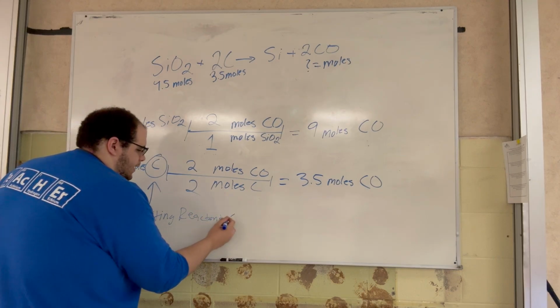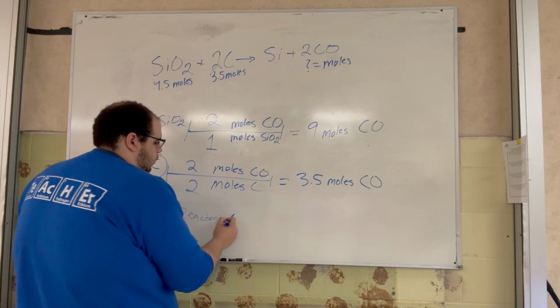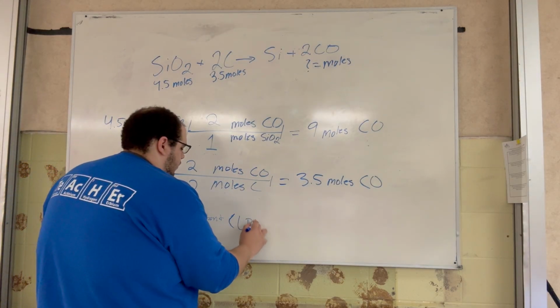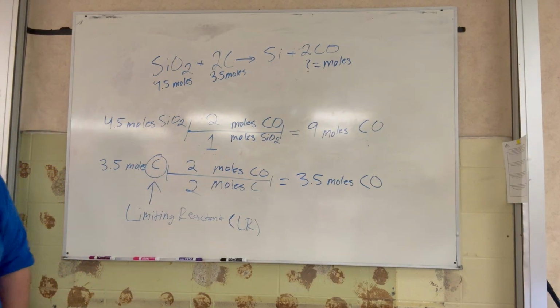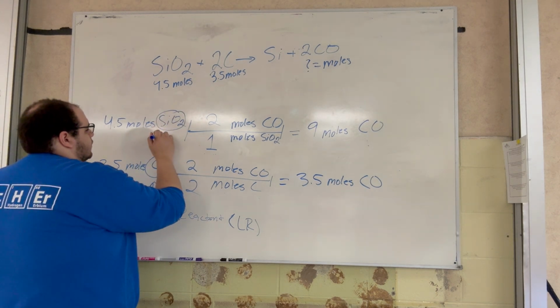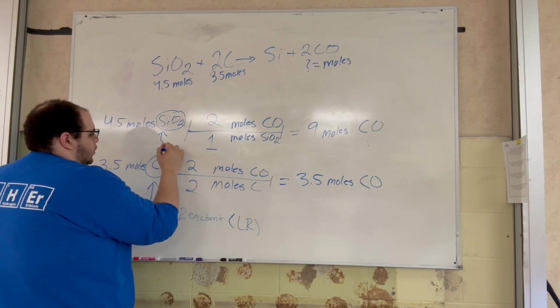Now, chemists are lazy, so I'm okay with you guys abbreviating limiting reactant as LR, if you want. What would my excess reactant be? The silicon dioxide, right? Because he produced way more than the other guy.